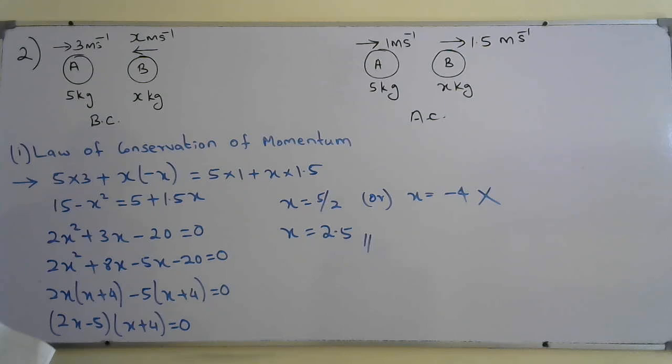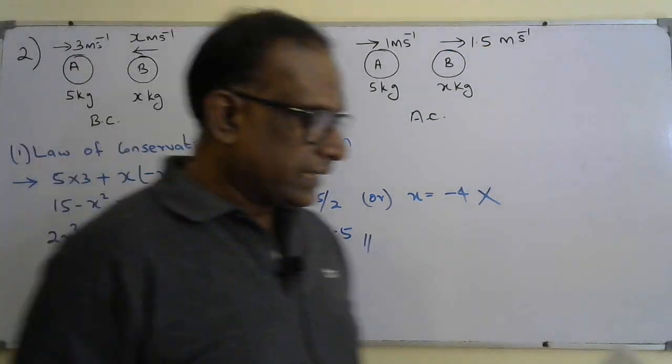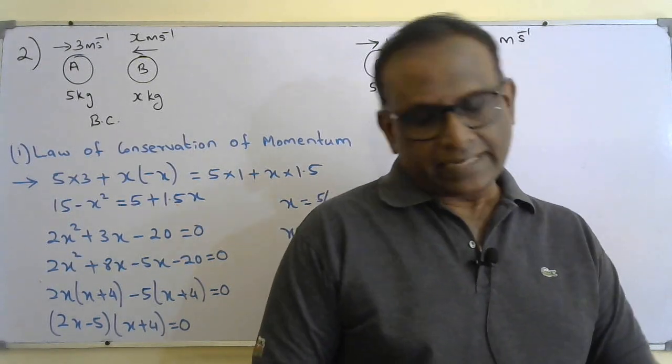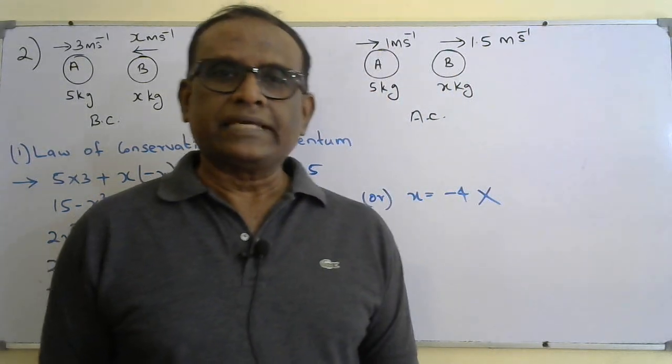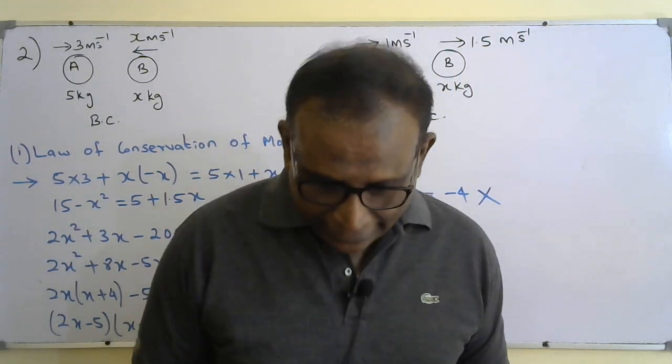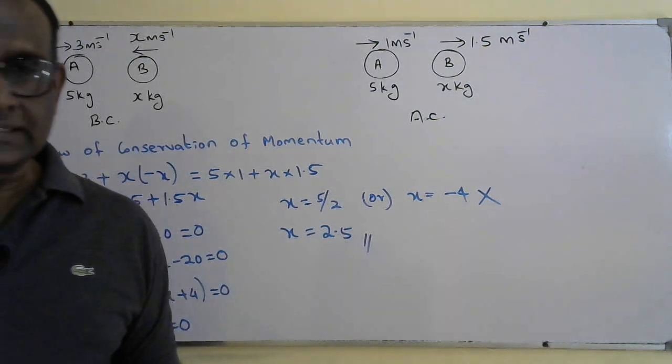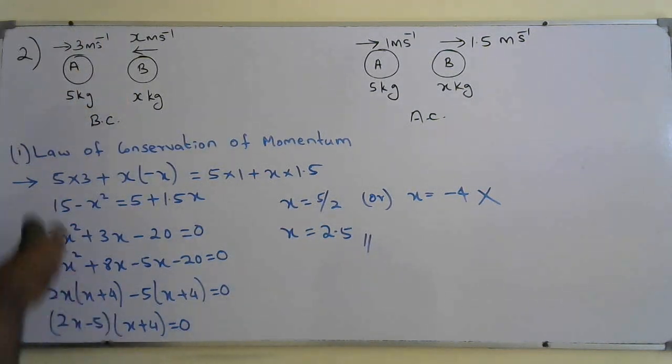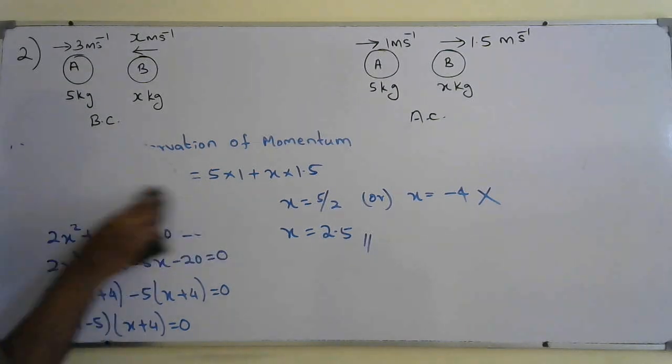Okay, second part: find the impulse exerted on A by B during collision. But if you find the impulse exerted by A on B or B on A, that will be the same. In other videos, I discussed why they should be the same. You know Newton's law is the reason. I'll explain again.